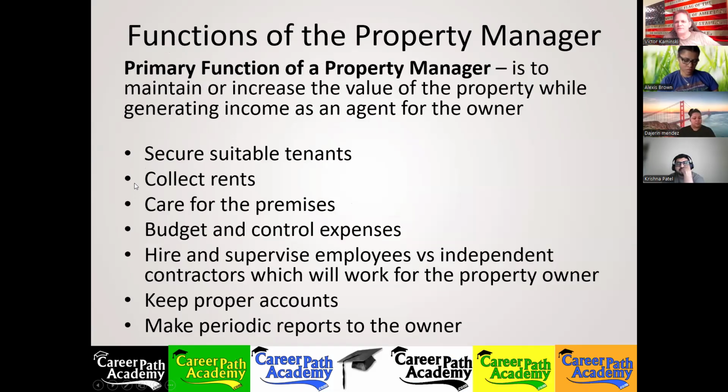What are the primary functions of a property manager? What would you think are the primary functions of a property manager? What are their duties? To manage the property. What do you mean by that? To manage the property? They're in the office to rent out the apartments or whatever it is.